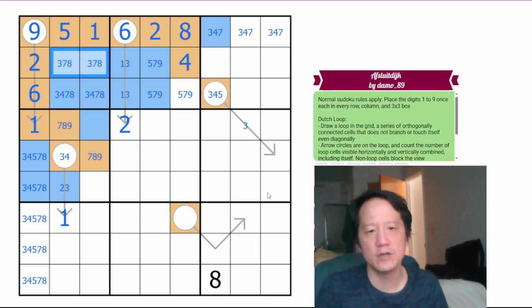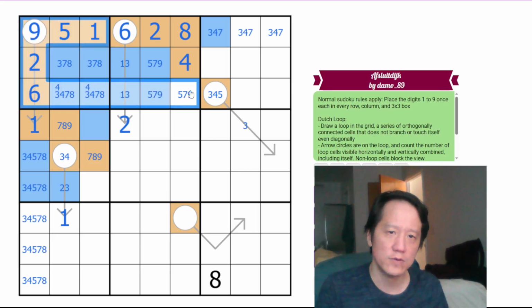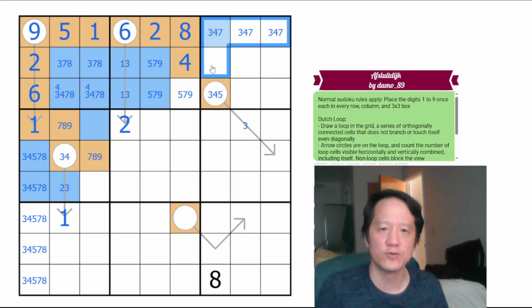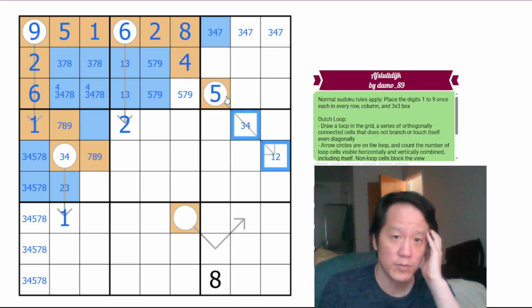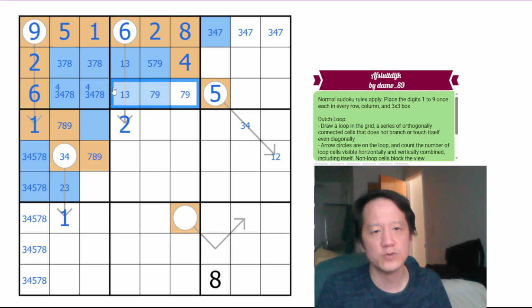4 cannot be here because of this 4, which leaves a 4 in column. This can't be 3, 4, or 7 because of a 3, 4, 7 triplet in the box, so this has to be 5. This then must be 3 or 4, and that must add up with 1 or 2 here. So this 5 means none of these can be 5. So we have a 7, 9 pair in row 3 and box 2, which eliminates 7, 9 in the row and the box. So this is 5.